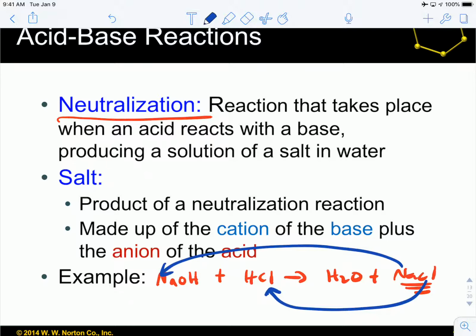But anytime the anion comes from the acid and the cation from the base, we call that a salt. So I could have written this with potassium hydroxide and hydrobromic acid. And I'd have water and KBr would be my salt.